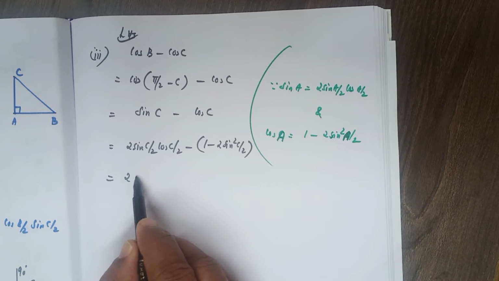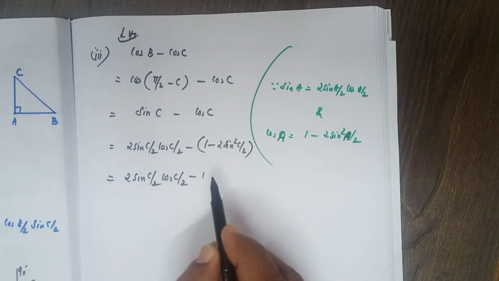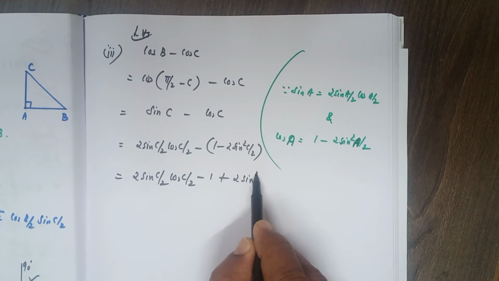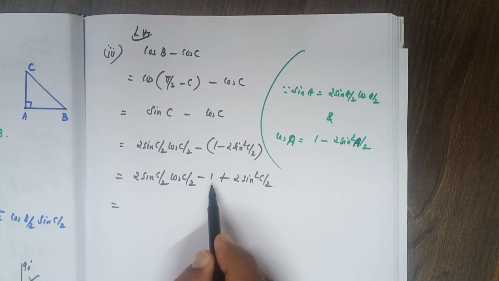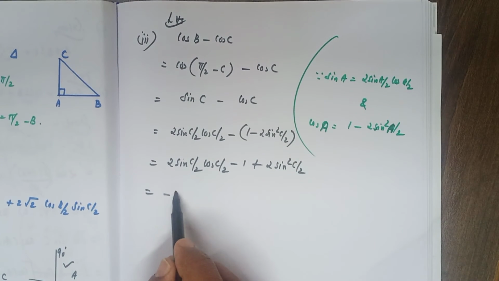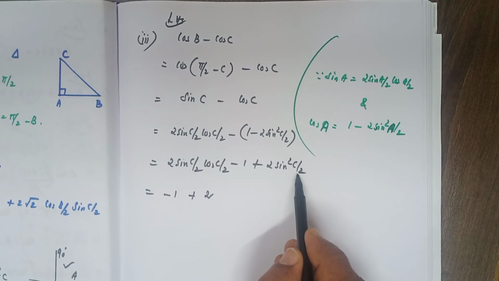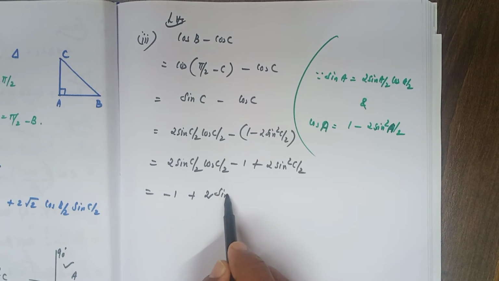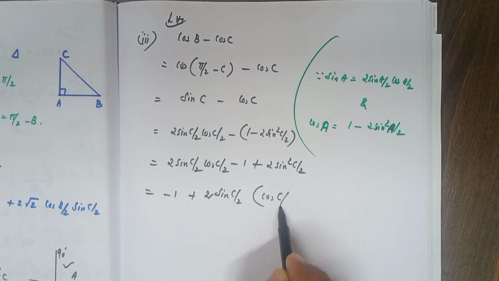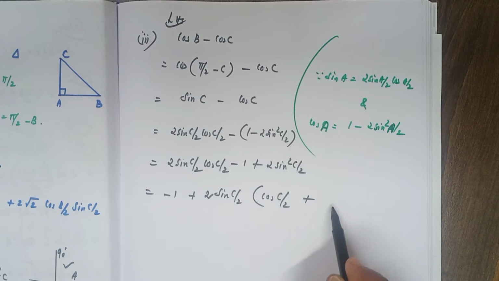That is equal to 2 sin C by 2 into cos C by 2 minus into 1 minus 1, minus into minus plus 2 sin squared C by 2. Look at that, we have minus 1. Here also we have minus 1 in RHS. So write this minus 1 first. After that 2, here also 2, take 2 as common, sin C by 2. Here also we have sin C by 2 as common. After taking 2 sin C by 2 as common, we have cos C by 2 plus sin C by 2.